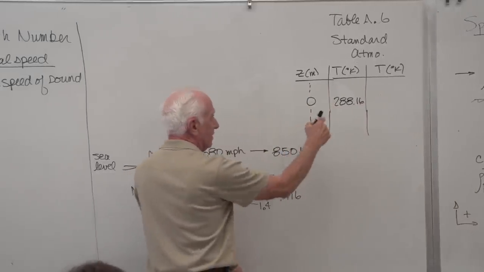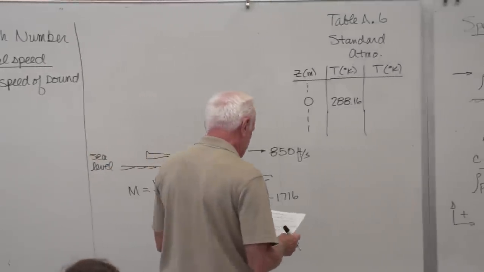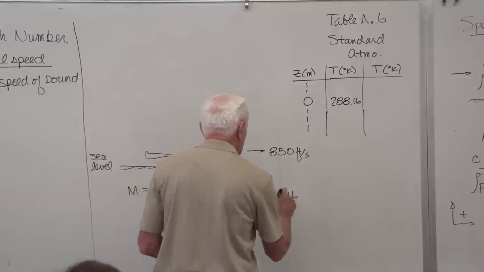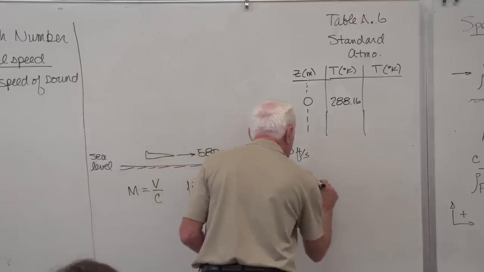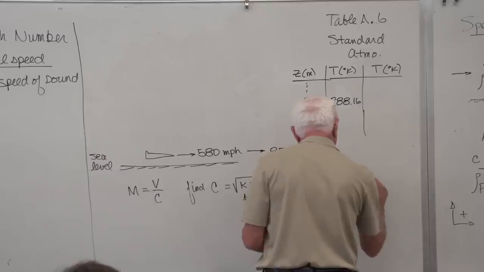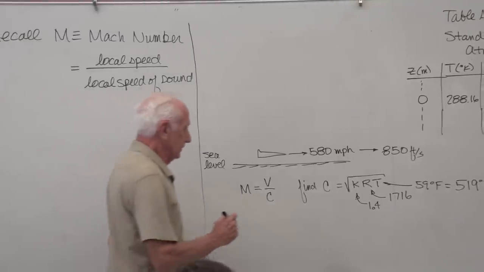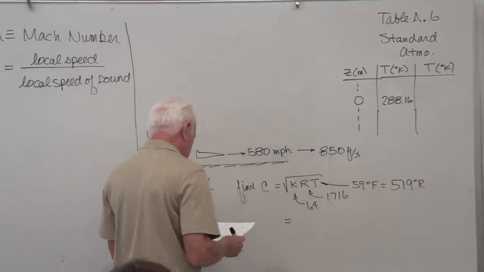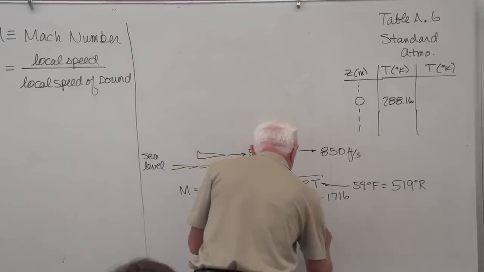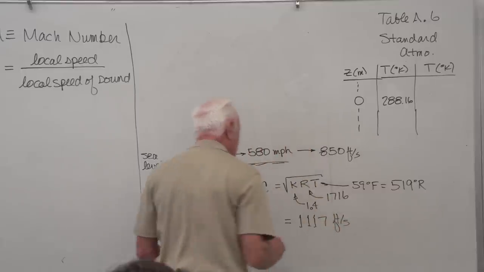Okay, so convert that guy. I did. The temperature, let's see, there it is, 59 degrees Fahrenheit. 519 degrees R. 460 plus 59. Convert to absolute. Put those guys in there. K, R, absolute temperature. And the speed of sound at sea level for the standard atmosphere is 1117 feet per second. Got it.